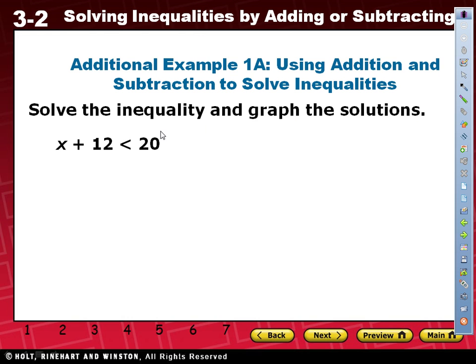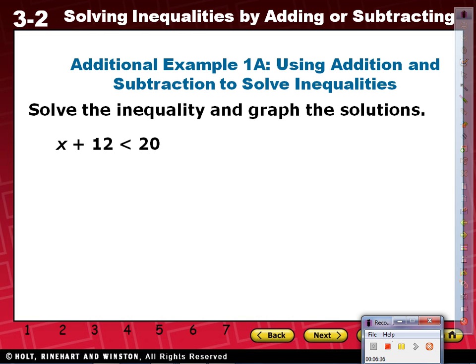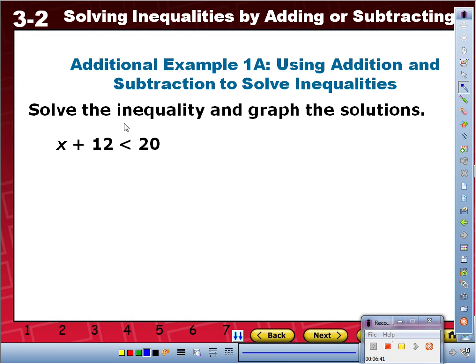Example 1a, write, solve the inequality and graph the solutions, x plus 12 less than 20. All right, let's do this one together. Very similar to the one I just did, right? So line down the inequality symbol and go through your steps. Can I simplify anything on each side? No. Can I isolate the variable? Yes. I need to leave the variable by itself.